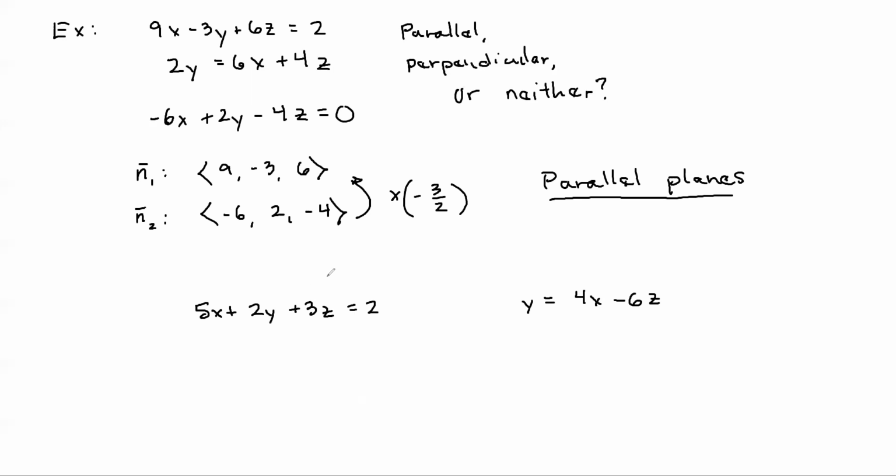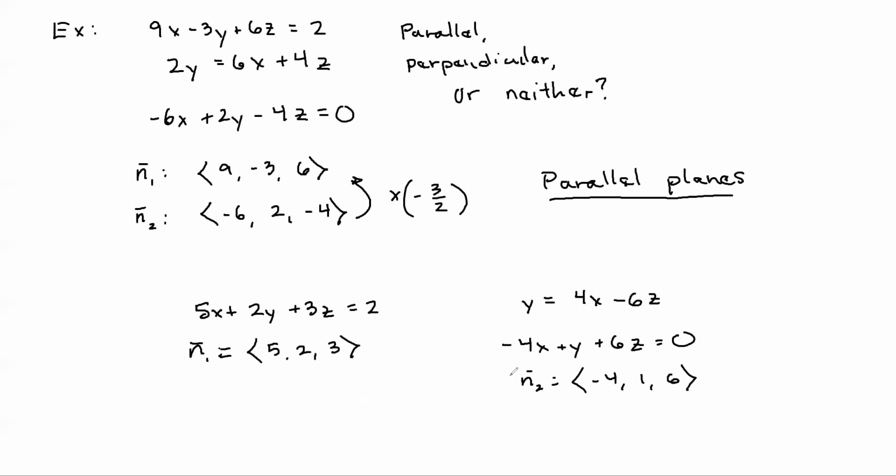Okay, so we have two planes here, and we're asked, are these parallel, perpendicular, or neither? In order to figure that out, we need to be able to read off the normal vectors. So the normal vector from plane 1 here is going to be 5, 2, 3. For plane 2, we need to rewrite it. So it's going to be -4x plus y plus 6z equals 0. And then the normal vector for plane 2 would be -4, 1, 6.